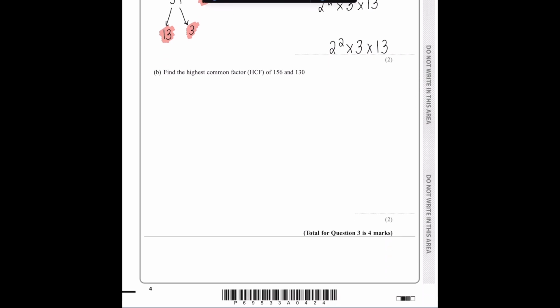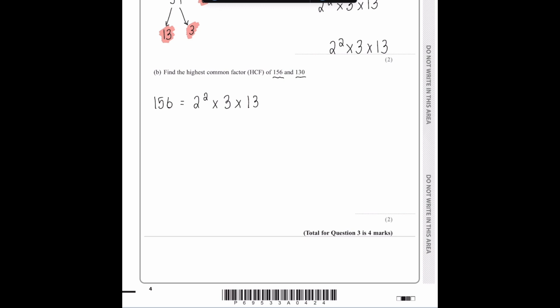So we can write it as 2 squared times 3 times 13, and then we write it on the dotted line. So 2 squared times 3 times 13. But now in part B it says, find the highest common factor of 156 and 130. So we know 156 can be written as 2 squared times 3 times 13.